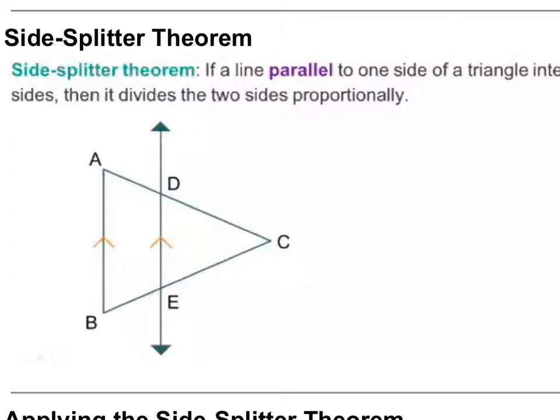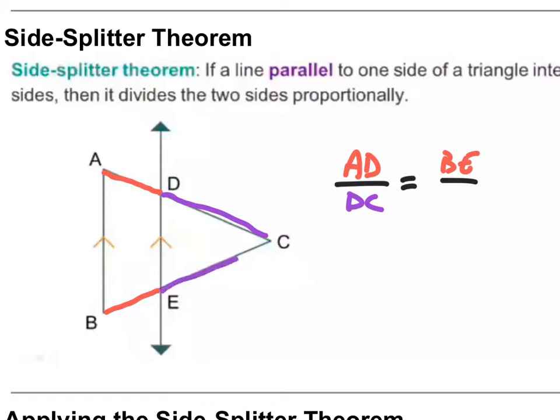Given triangle ABC, let's say you have line DE, and line DE is parallel to line AB. Then what I know is that if I take segment AD, which is this segment here, and I divide AD by DC, then that would be proportional to BE divided by EC, okay?